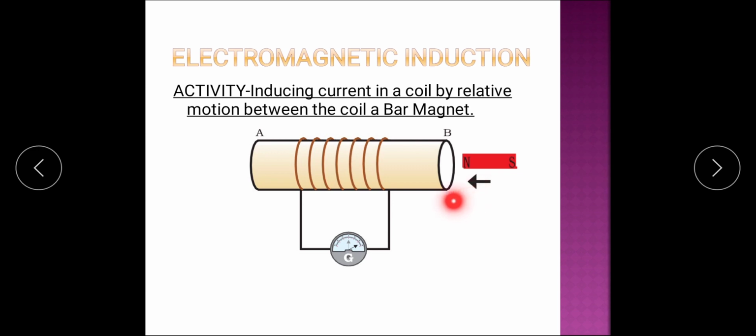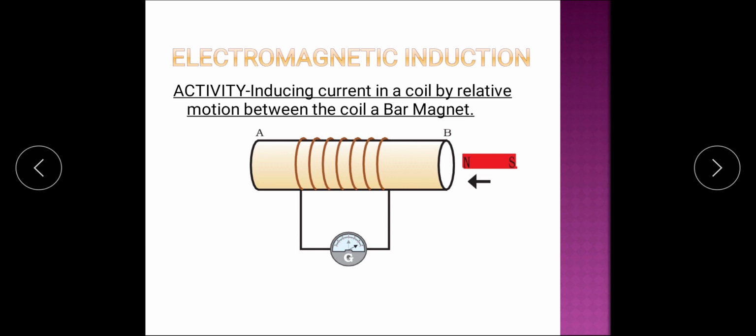The moment the bar magnet becomes stationary with respect to the coil, there is no deflection in the galvanometer. That means the needle of the galvanometer will point at 0 mark. Now I am going to withdraw this bar magnet away from the coil. I will observe that again there is a deflection in the galvanometer, but now in the opposite direction. The deflection in the galvanometer shows that there is a current in the coil. This current which is flowing in the coil is called induced current.